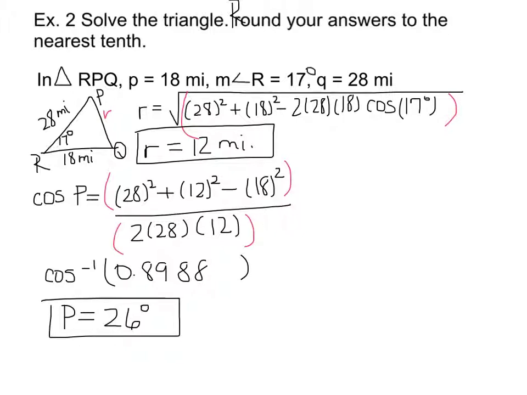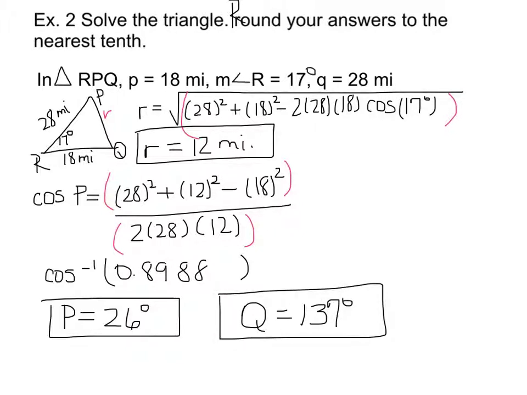Now, since angle R is 17, angle P is 26, and we know all 3 angles have to add up to 180, that means angle Q has to be, hold on, let me make sure, 137 degrees, so that all 3 would add up to 180. And we've solved the triangle.